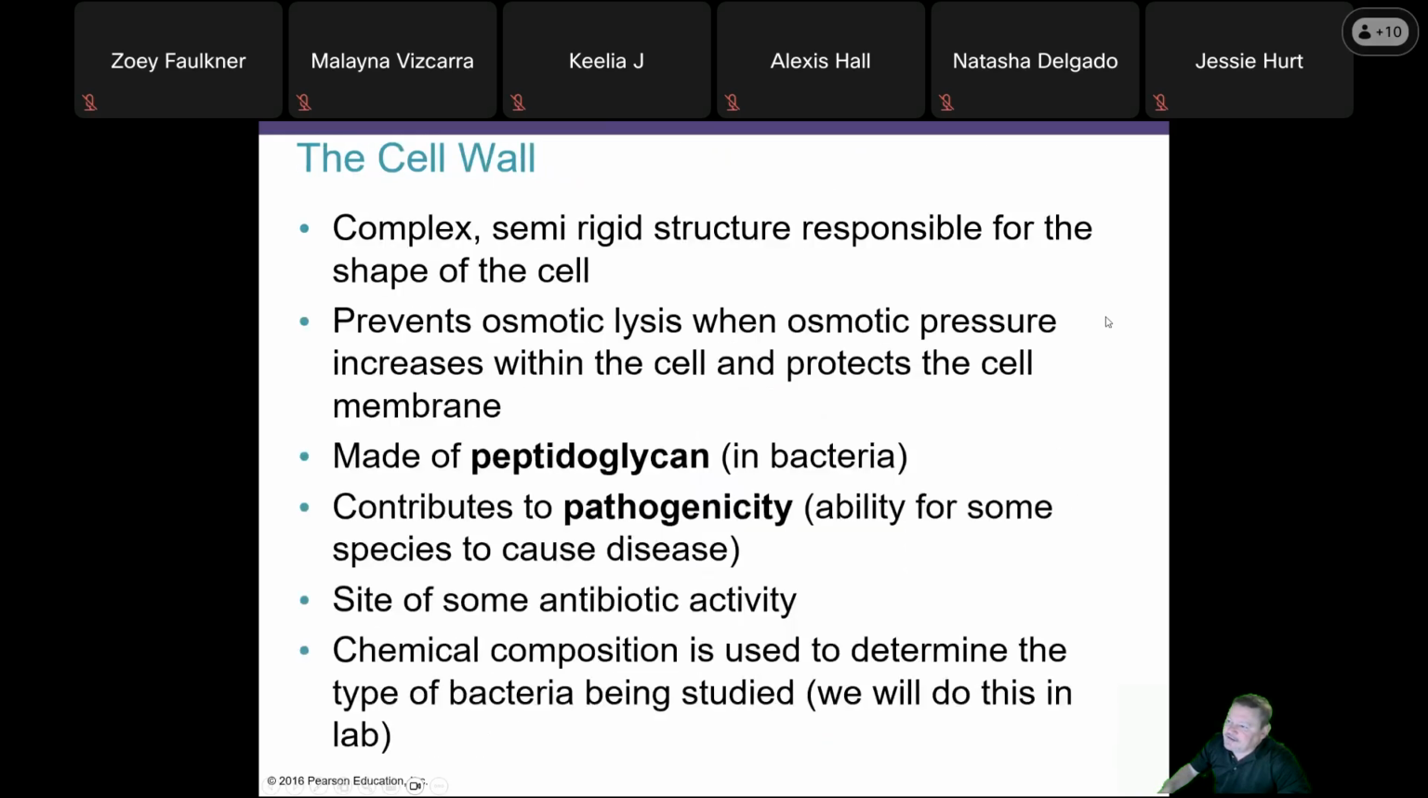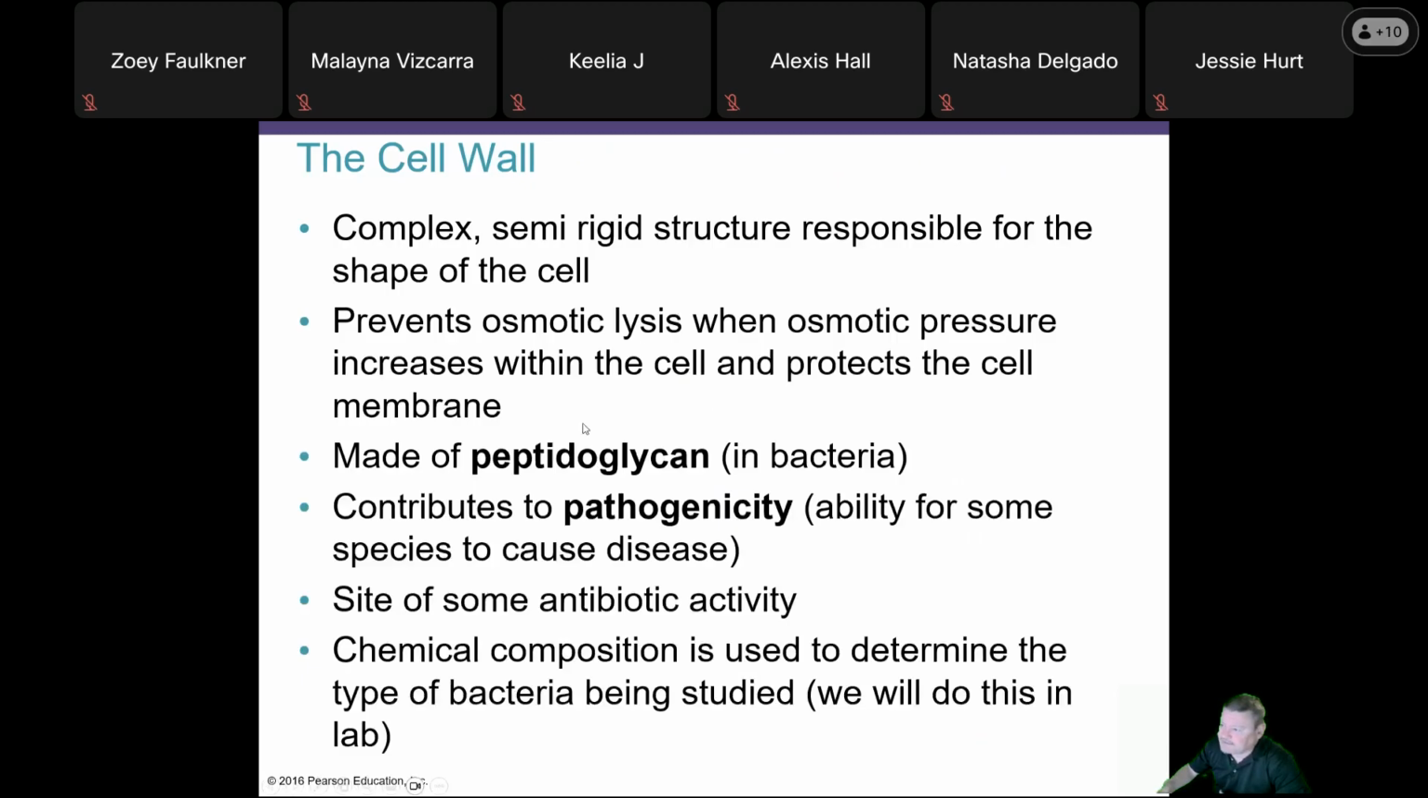Now, the cell wall is made of peptidoglycan in bacteria, and we're going to look at where that peptidoglycan is located. Do we have a thick layer on the outside, or do we have a thin layer on the inside and another layer on the outside? This is going to contribute to pathogenicity, which is the ability to cause disease. And this is the site of some antibiotic activity.